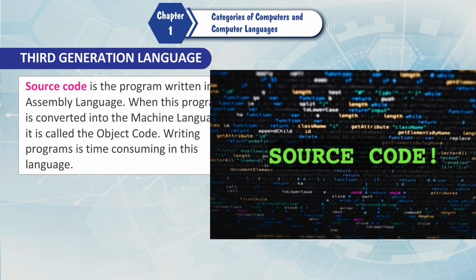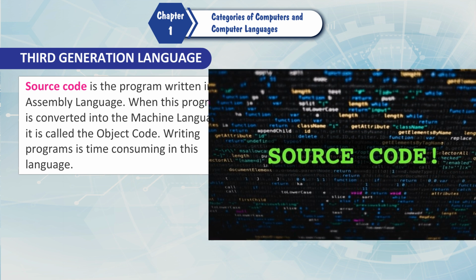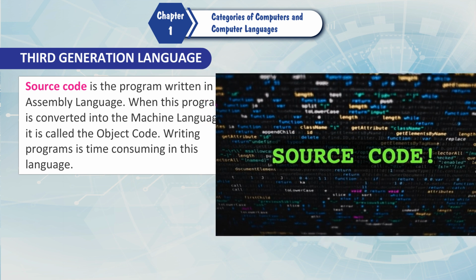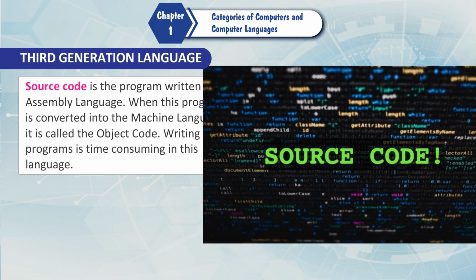Source code is the program written in assembly language. When this program is converted into the machine language, it is called the object code. Writing programs is time-consuming in this language.